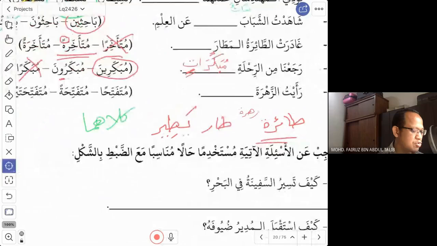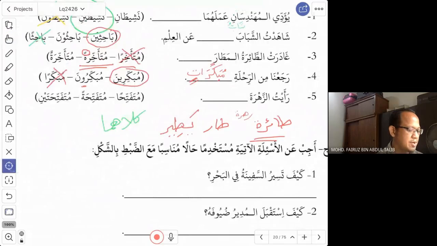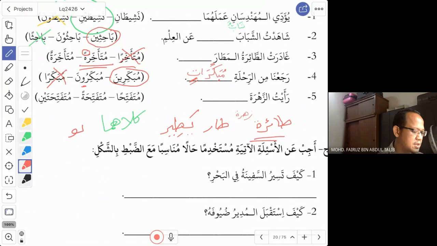So the hal is now mutafattih, mutafattiha, mutafattihatain. So these are all the same words. So what is the meaning of mutafattih or mutafattiha? Anyone? This is from the fi'il tafattaha.